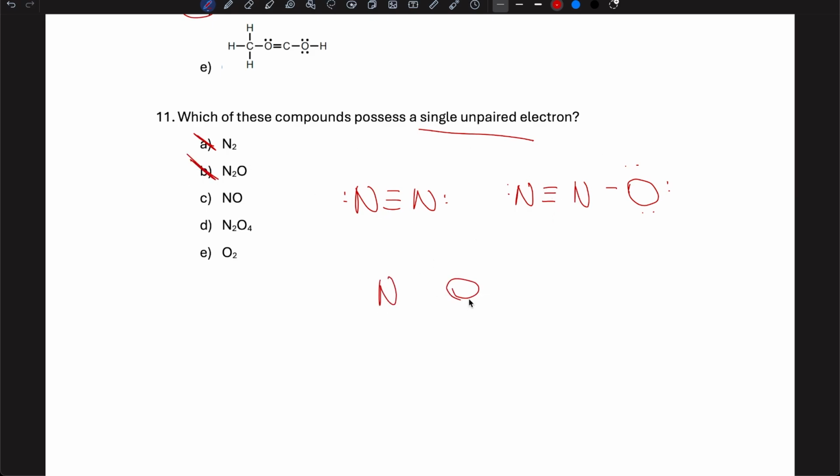Let's look at NO. If we gave 2 bonds, try to have 2 bonds here, we had something like this, we would actually end up with an extra lone pair over here, or an extra lone electron. And so our Lewis structure would really end up looking like this. Let me make these a little darker. And this ends up being our Lewis structure with a single unpaired electron.